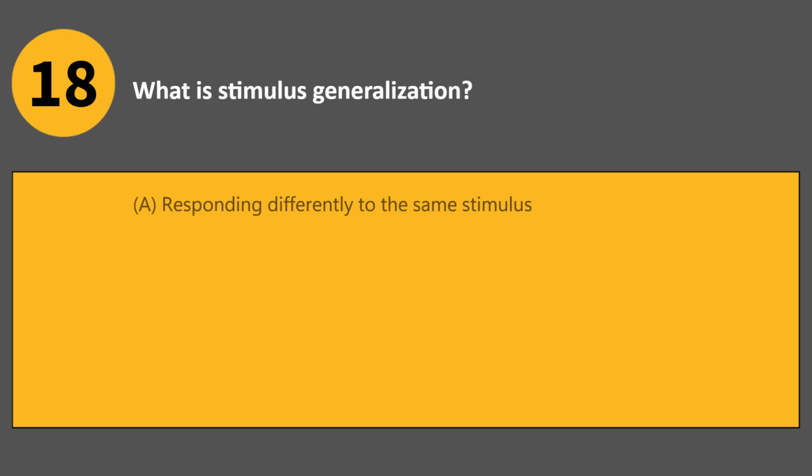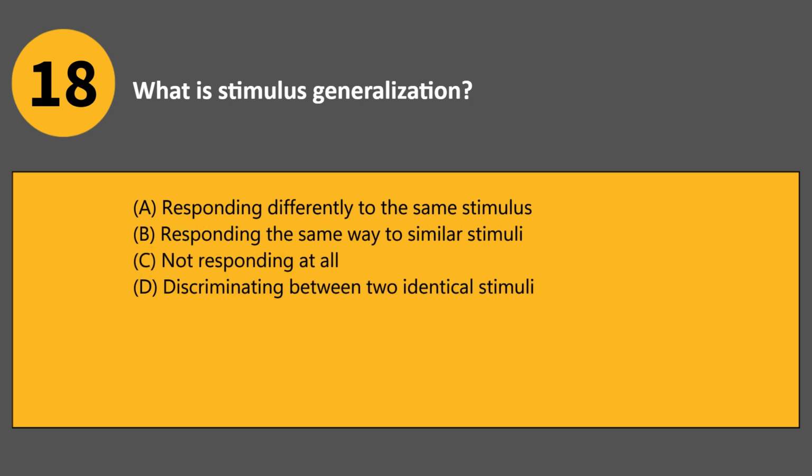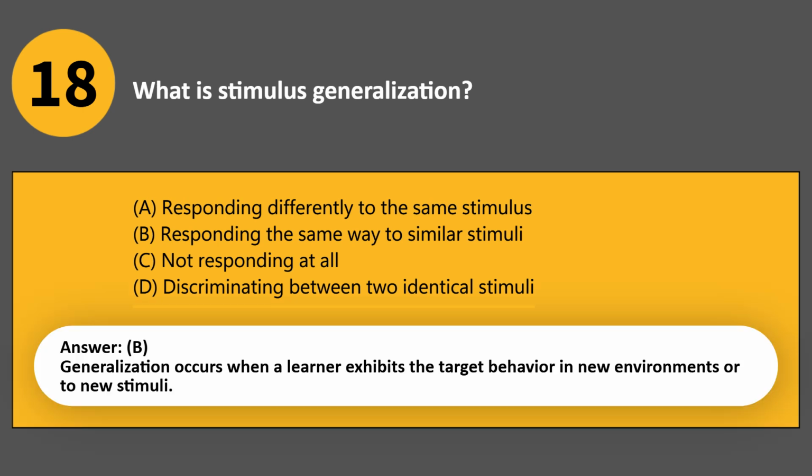What is stimulus generalization? A. Responding differently to the same stimulus. B. Responding the same way to similar stimuli. C. Not responding at all. D. Discriminating between two identical stimuli. Answer: B. Generalization occurs when a learner exhibits the target behavior in new environments or to new stimuli.